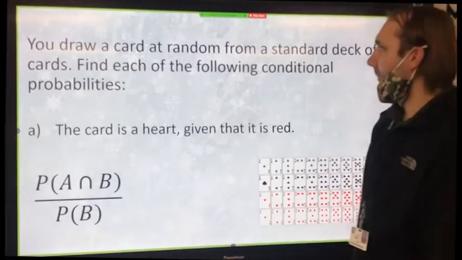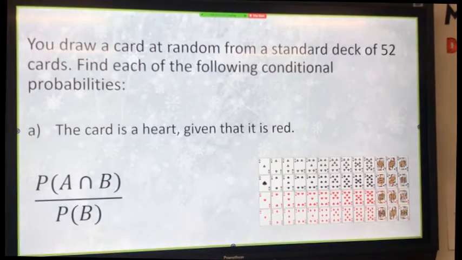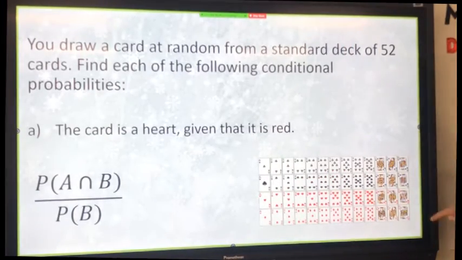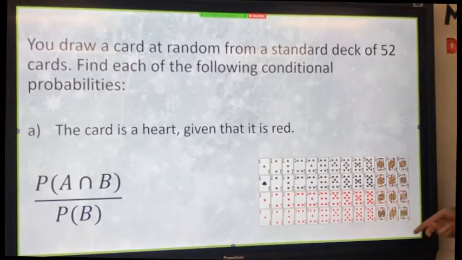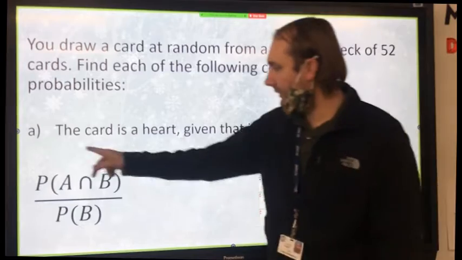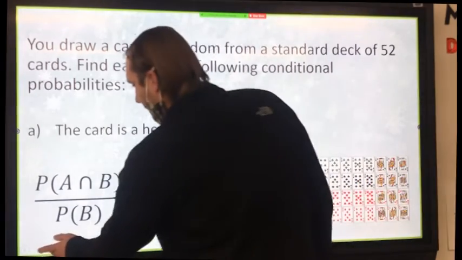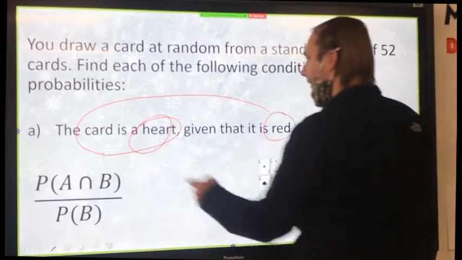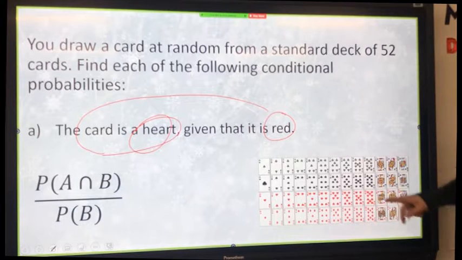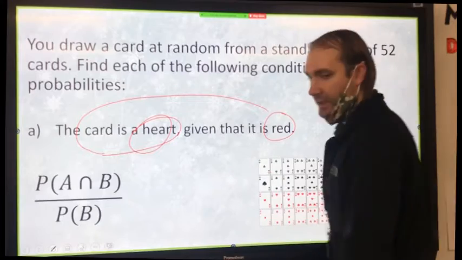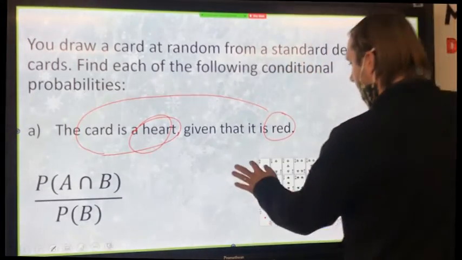So let's look at some examples. You draw a card at random from a standard 52 card deck. Find each of the following conditional probabilities. So the card is a heart given that it's red. So what is the probability that I draw a card that is a heart given that it's red? Now, first we need this universe set here. So what I want to do is look at red and how many of those are hearts. Well, here are my red cards. We have 52. So out of 52, let's divide by 4. That's 13 apiece.